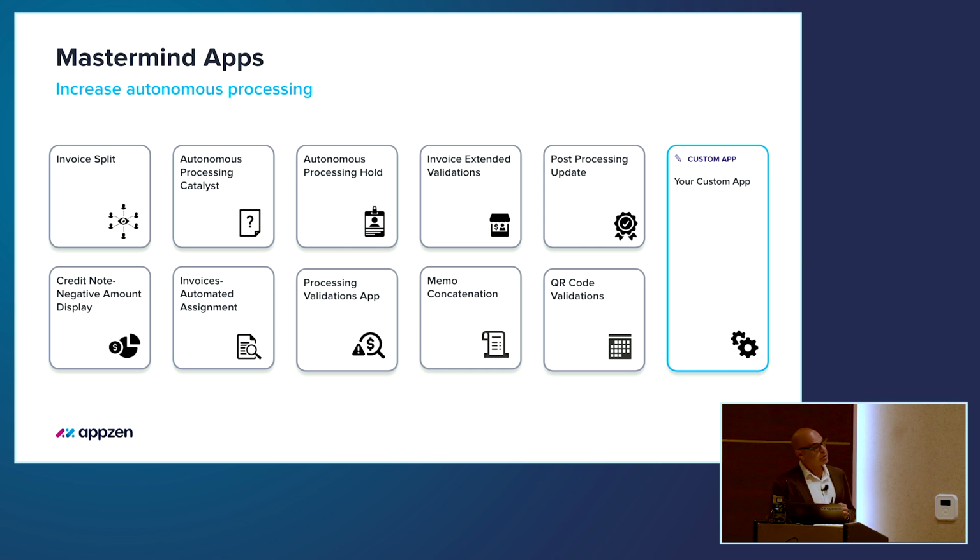I'm going to shift gears a little bit. Kunal was talking a little bit earlier about the Mastermind platform and how we can create custom apps and how we have an app library to help with autonomous processing. So here are a handful of Mastermind models that we have around autonomous AP.